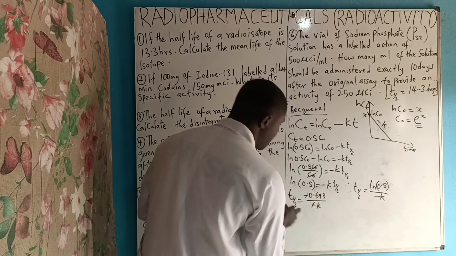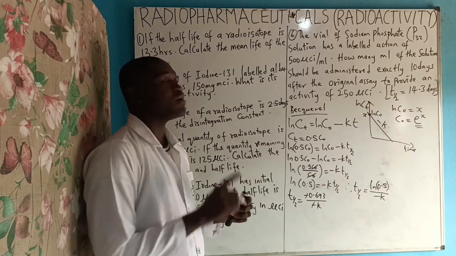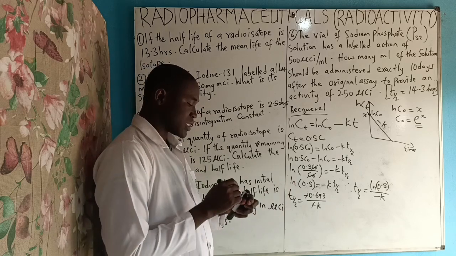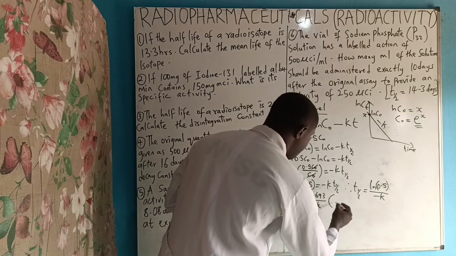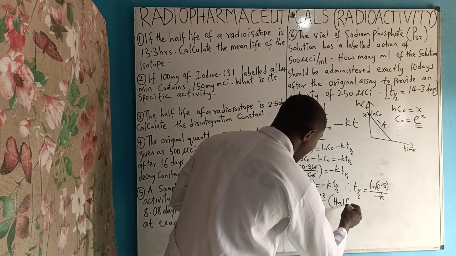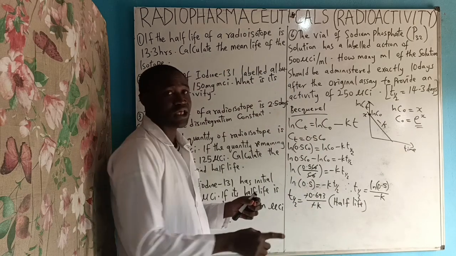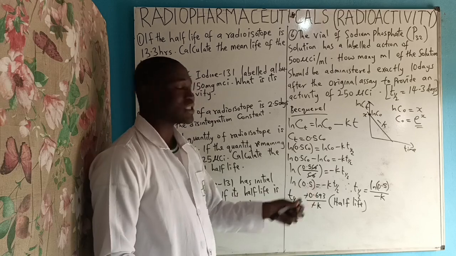Minus will cancel minus. So that means half-life of any radiopharmaceuticals is said to be 0.693 over K. Okay? Then this is for half-life of it. If you are asked to get the half-life, they have to give you the decay constant. Are you getting it? So you just compute 0.693 over K.